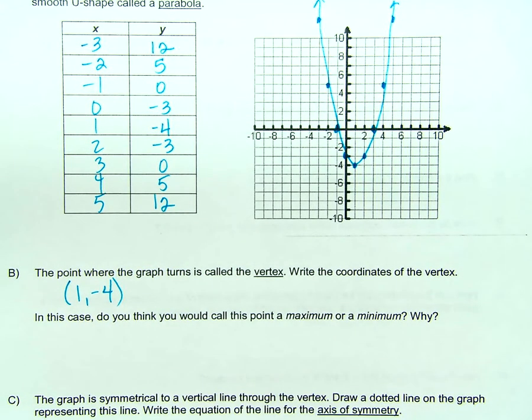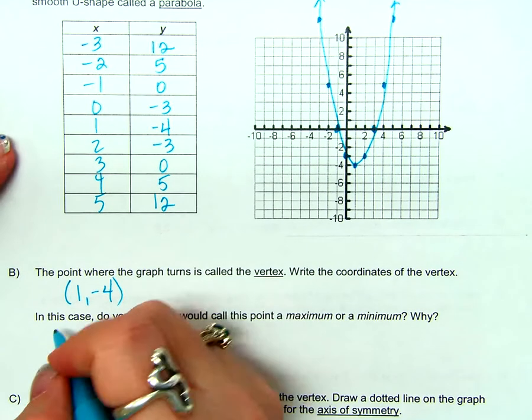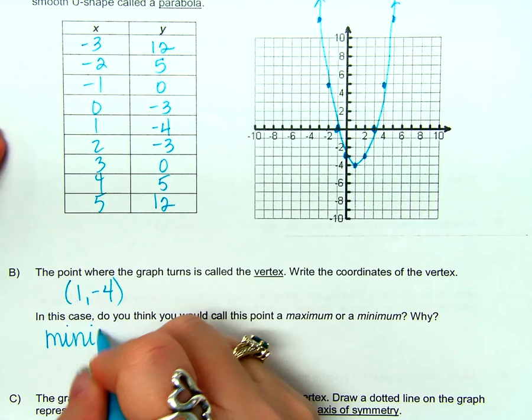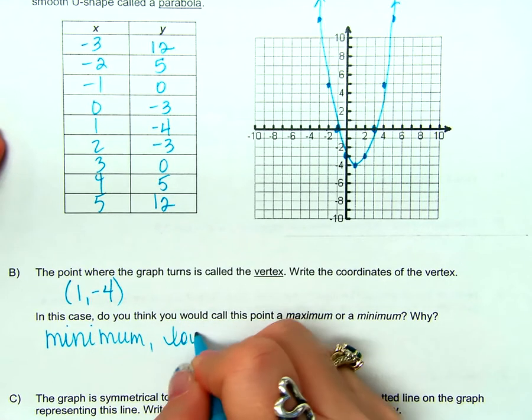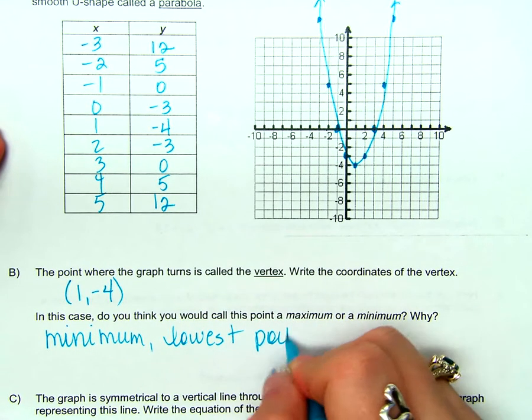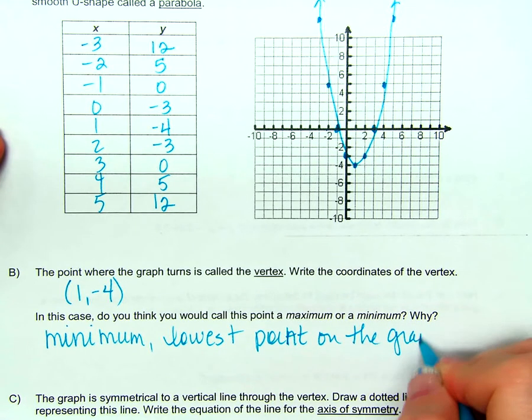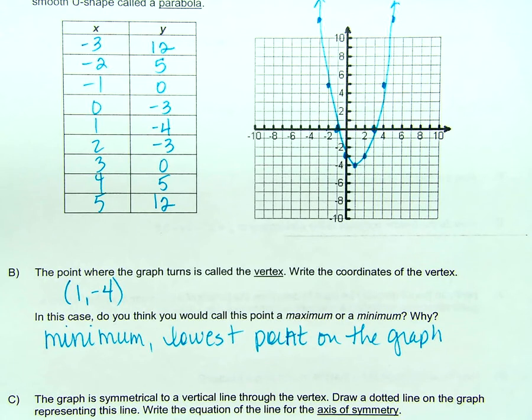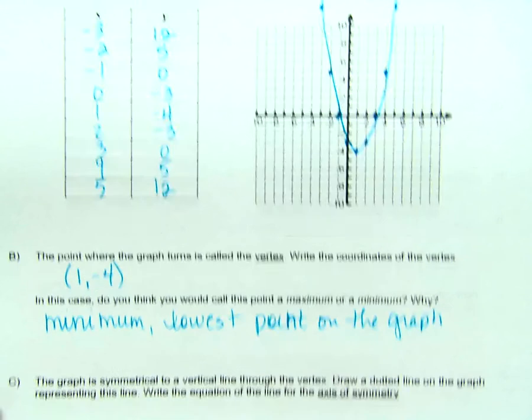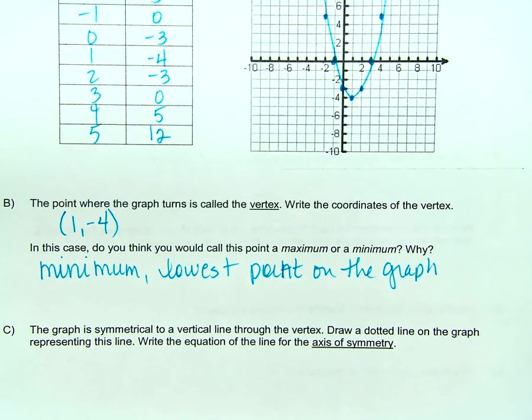In this case, do you think this would be called a minimum or a maximum? Why is this called a minimum? Lowest point on the graph. Is there ever any time that a parabola would have a maximum? If it's reflected? If it's a negative x squared term? Yes? Okay.